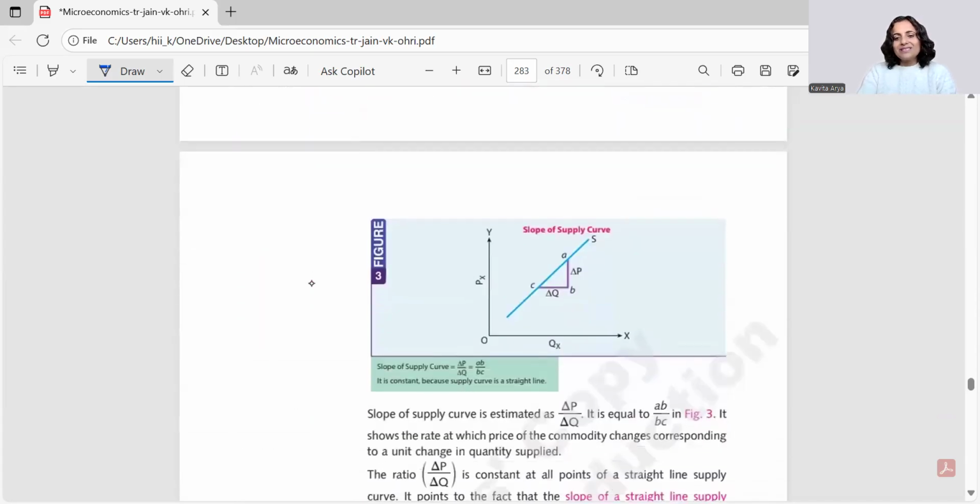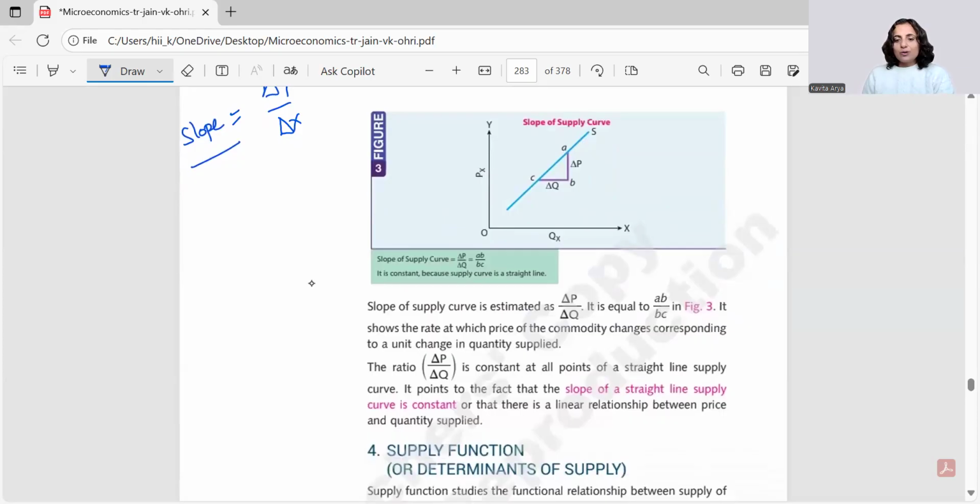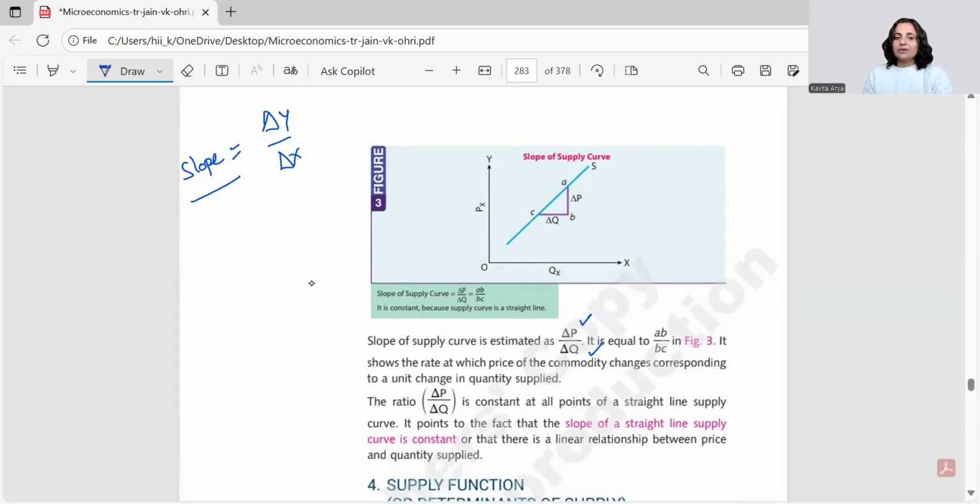And the slope, what is the formula? The formula is change on the y-axis with respect to change on the x-axis. This is the universal formula applicable in any field, maybe in chemistry, maybe in mathematics, right? So let us see, what do we have on the y-axis? We have delta P on the y-axis, right? Price is mentioned. So how do we calculate slope? Slope is calculated by delta P by delta Q because delta P is on the y-axis, right? The rate of change on the y-axis with respect to the rate of change on the x-axis. So the ratio of delta P by delta Q is the slope of the supply curve.